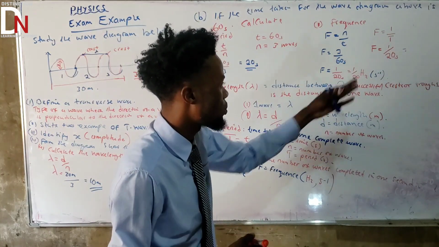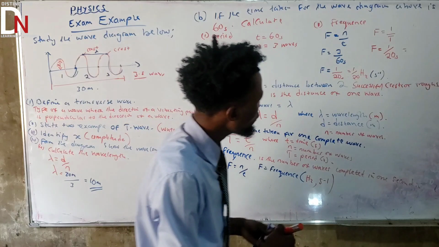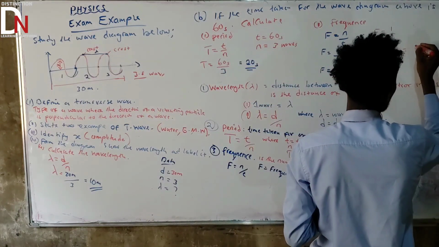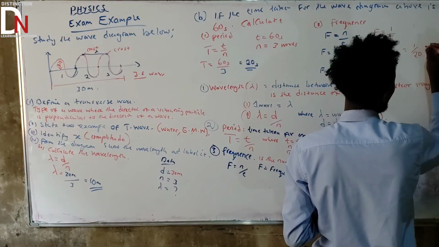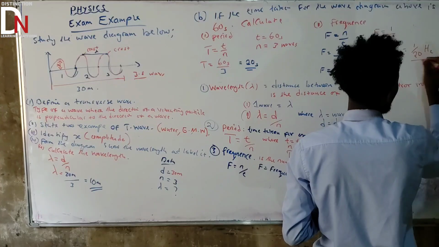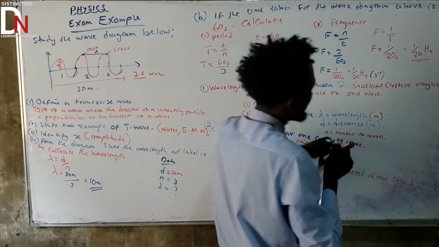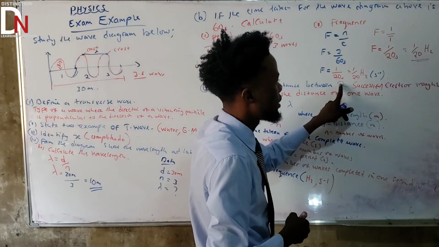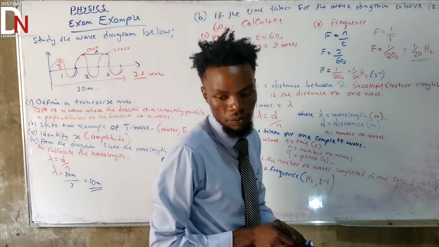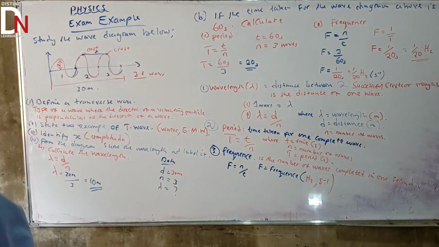Here we're just going to remain there. So we're going to have a decimal number. So I'm going to just say 1 over 20. What's the final unit for frequency? As you can see, either this formula or this formula is going to work for frequency. So let's add the last one.